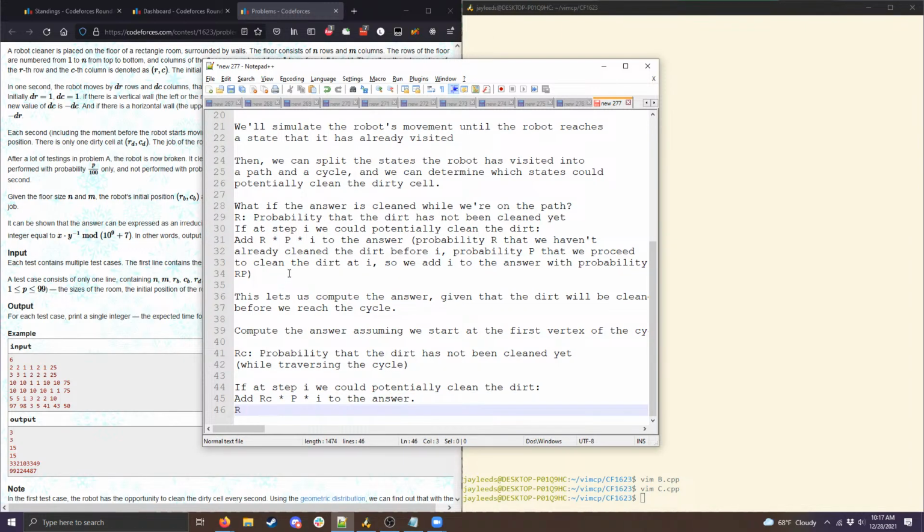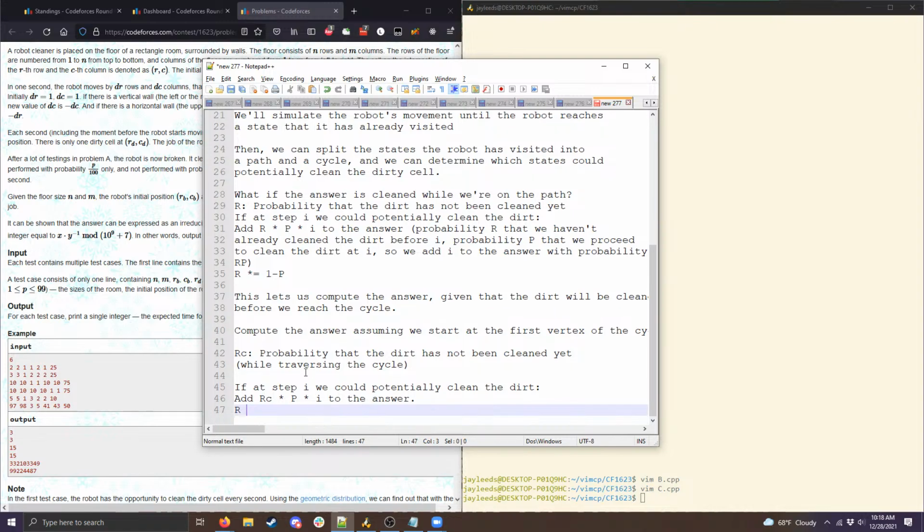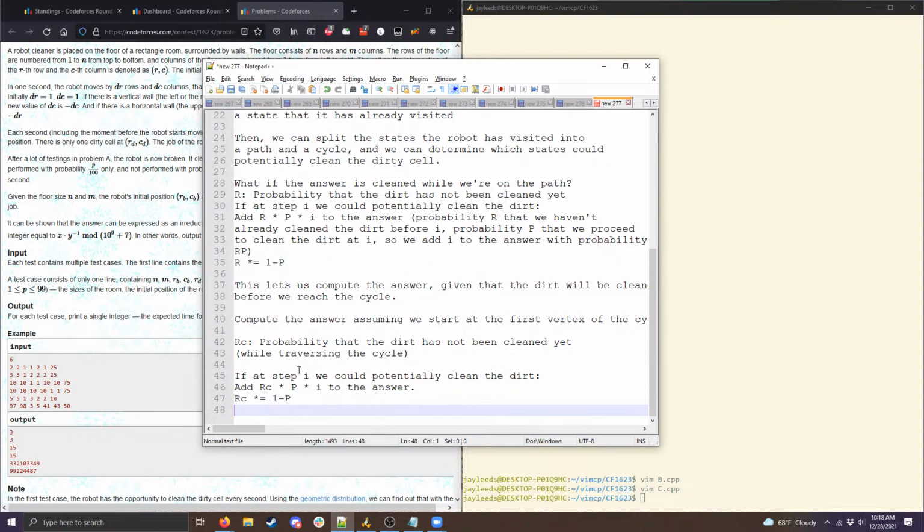And then R, and I should have set this up earlier, is going to be multiplied by 1 minus P, because now the chance that we won't have cleaned the dirt yet is multiplied by 1 minus P, since there's a P probability that we will clean the dirt. And so here RC is also going to be multiplied by 1 minus P.